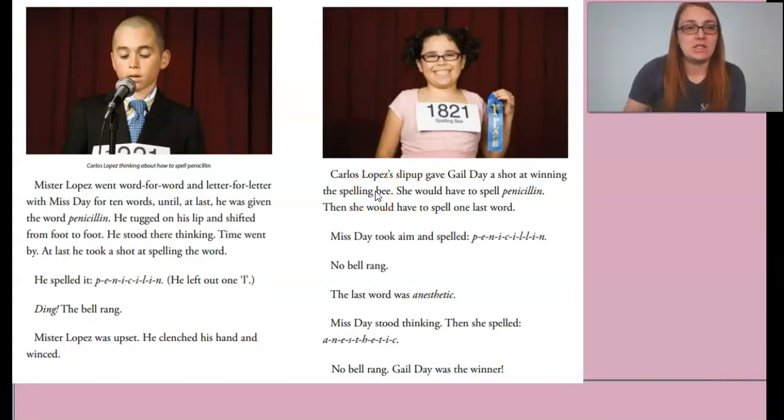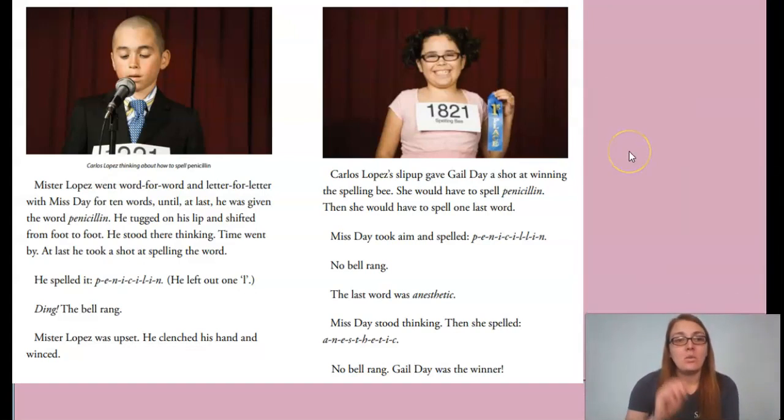The next page. Mr. Lopez went word for word and letter for letter with Miss Day for 10 words until at last he was given the word penicillin. He tugged on his lip and shifted from foot to foot. He stood there thinking. Time went by. At last he took a shot at spelling the word. He spelled it Penicillin. He left out one L. Ding! The bell rang. Mr. Lopez was upset. He clenched his hand and winced.